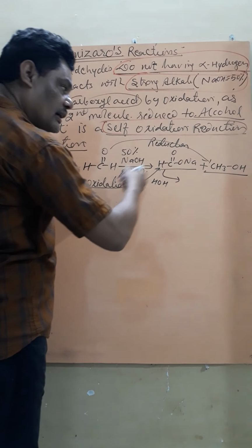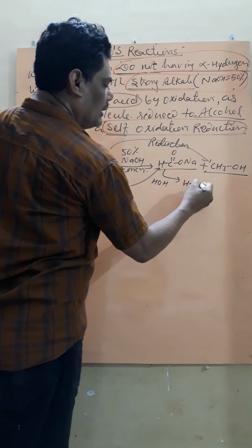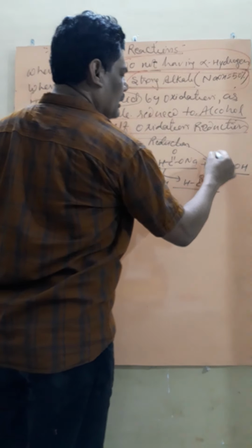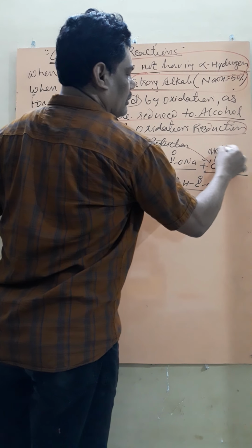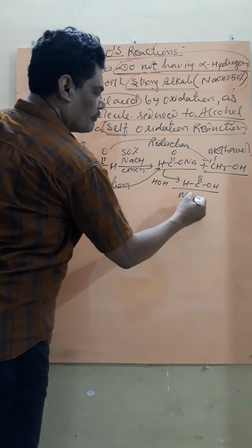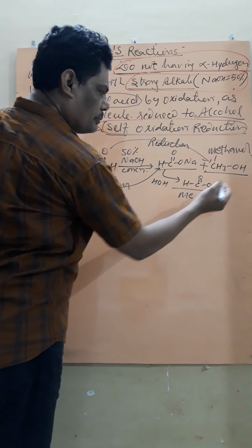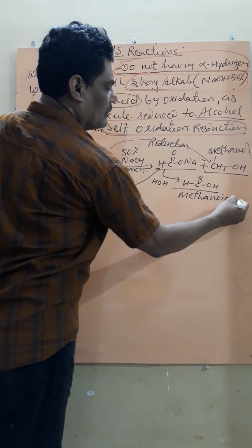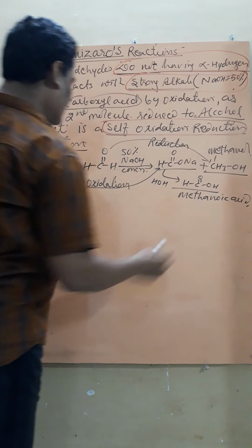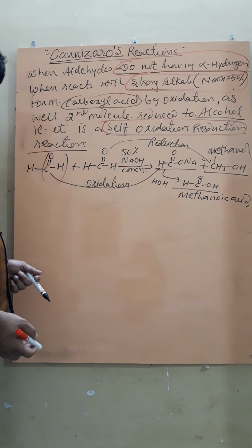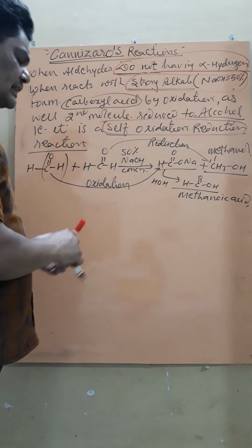But I told it forms carboxylic acid. So how will the carboxylic acid form? When it is getting oxidized, HCHO now will oxidize to HCOOH. That is forming methanol plus methanoic acid. That means what, student? Aldehyde reduces itself as well as oxidizes itself.